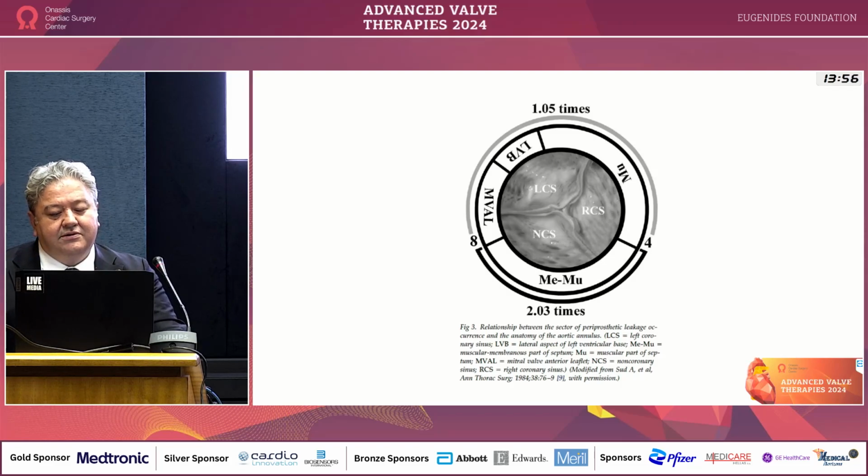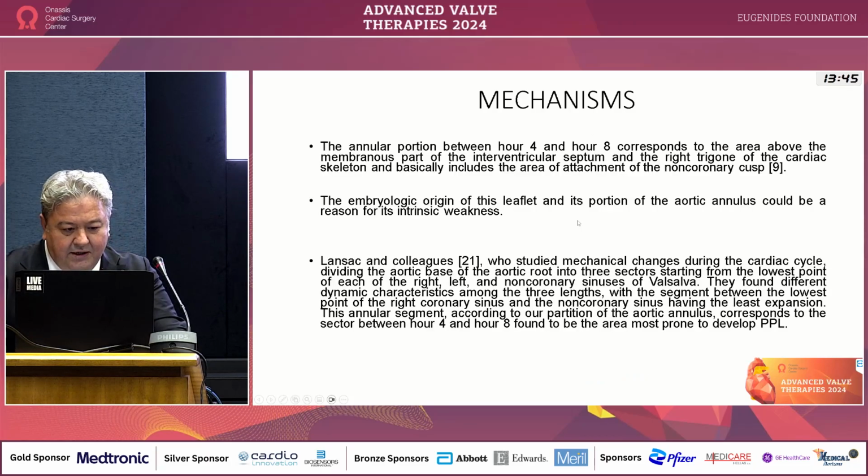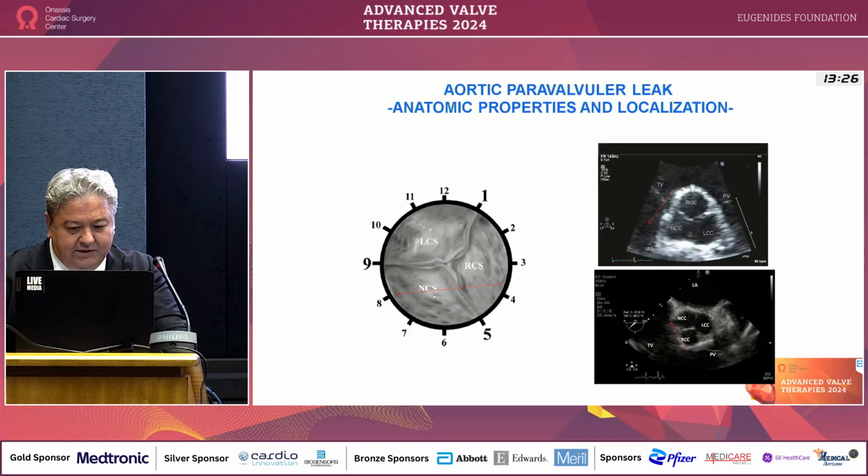investigated in this surgical series, and most paravalvular leaks occur from the right to non-coronary cusp region. Because between 4 and 8 o'clock corresponds to the area above the membranous part of the interventricular septum and the right trigone of the cardiac skeleton, and basically includes the area of attachment of the non-coronary cusp, and the embryologic origin of this leaflet and its portion of the annulus could be a reason for an intrinsic weakness.